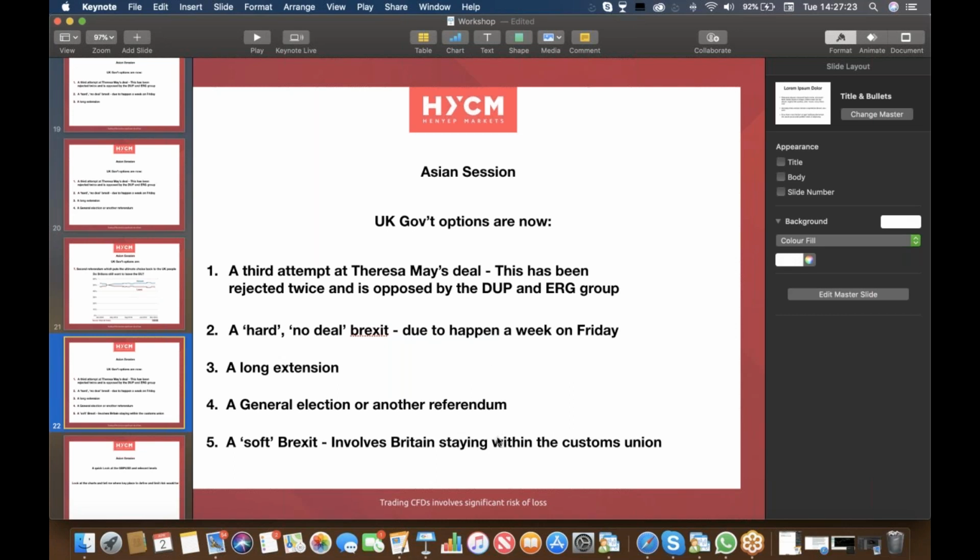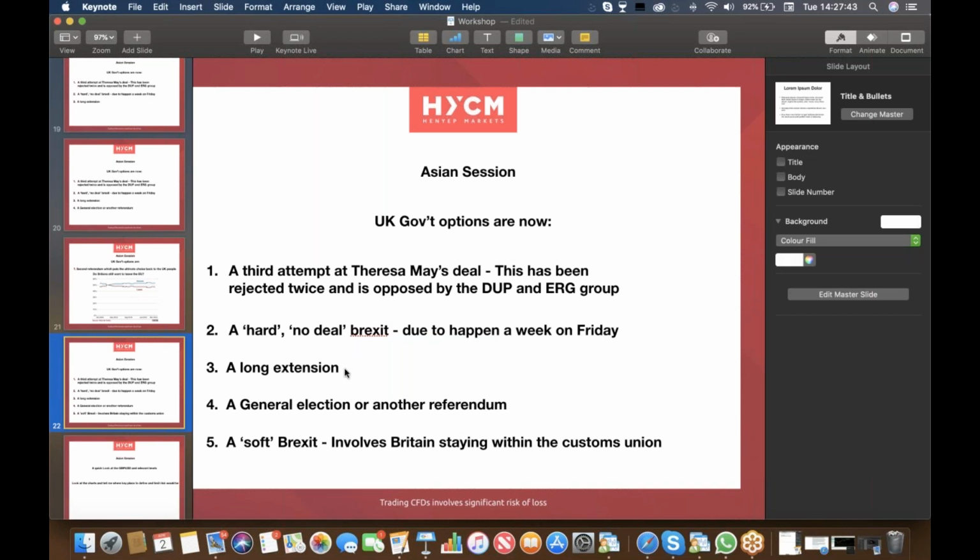So I just want to go through the impact on the pound. Okay, if Theresa May's deal is accepted, that would be bullish for the pound. The pound would appreciate, again, up to about 1.36. If there's a hard no deal Brexit due to happen a week on Friday, then we see the pound go down to about 1.20.